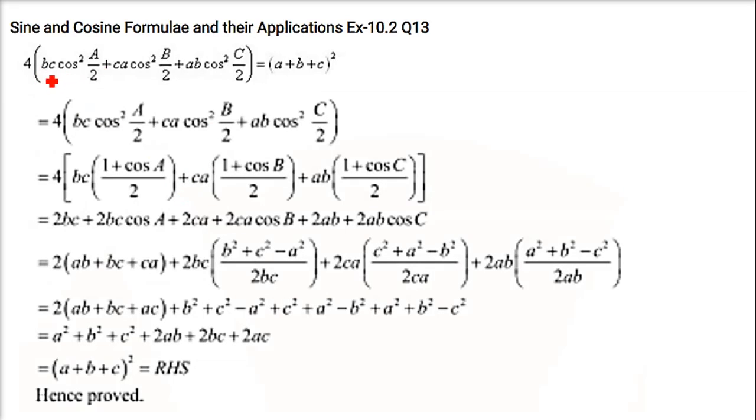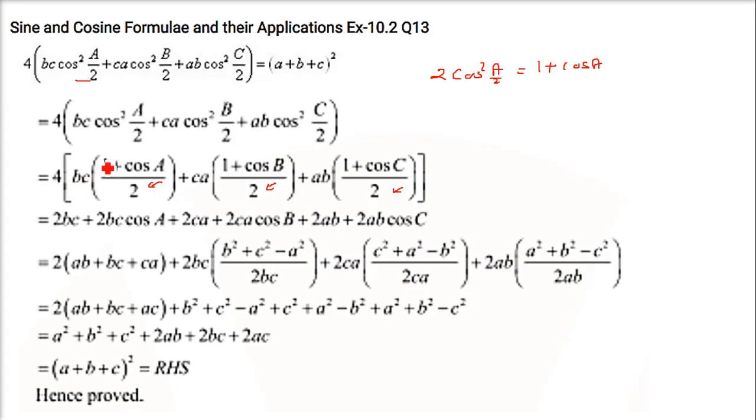Here you have this left hand side, you have to prove it to be right hand side, this (a plus b plus c) whole square. Now we have to use one thing here, that as we just saw, 2 cos square (A by 2) is nothing but 1 plus cos A, and 1 minus cos A is 2 sin square (A by 2). So we will put this cos square (A by 2) as (1 plus cos A) by 2, here also (1 plus cos B) by 2, and here also (1 plus cos C) by 2. And now multiply this 4 inside. So what do you get? This 2 gets cancelled with every element.